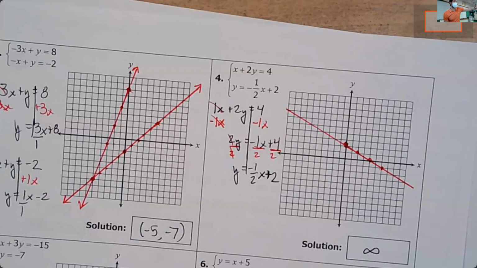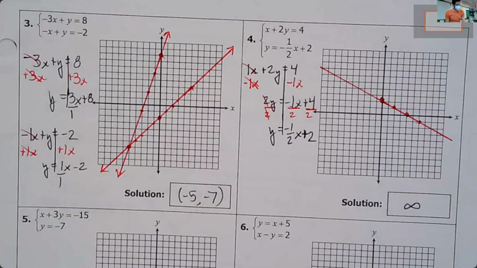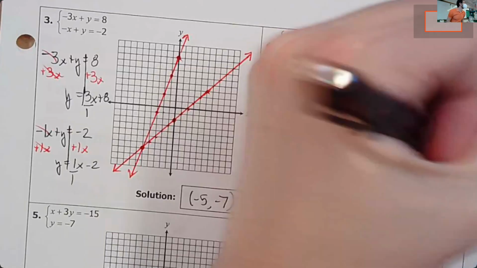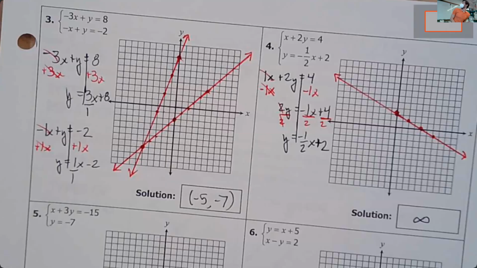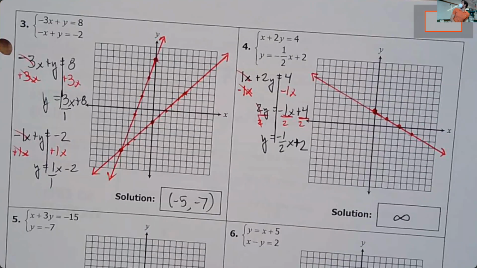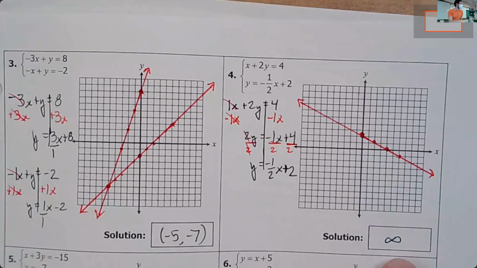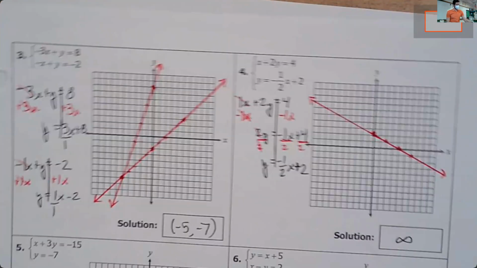Go get a ruler from the bin up there as well. Did you write that? Nice. That's awesome.